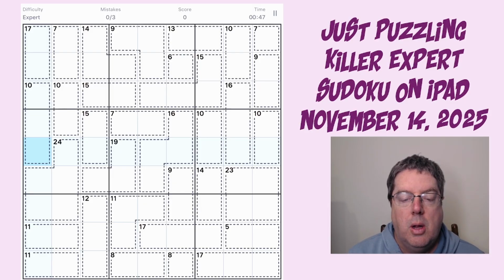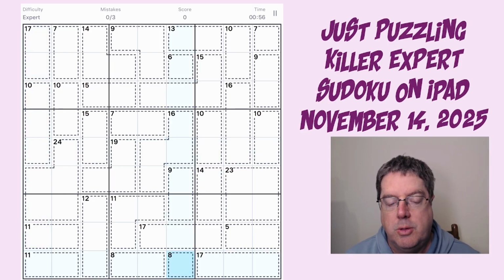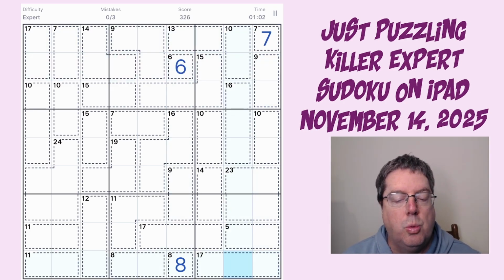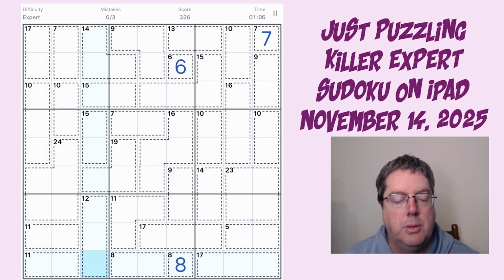Let's get into it. One thing I will say is it's not a rule, but it's handy to know that 1 through 9 added together is 45. So I'll just call that out. Alright, so 7, 6 there, so pretty straightforward here. The reason the rule of 45 is pretty important is because of this cage here.